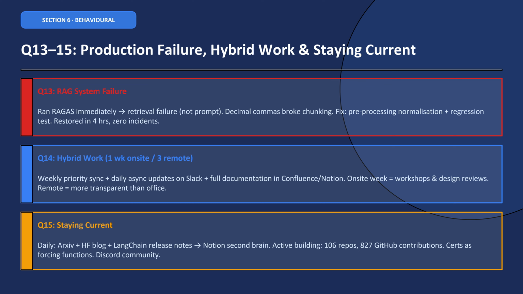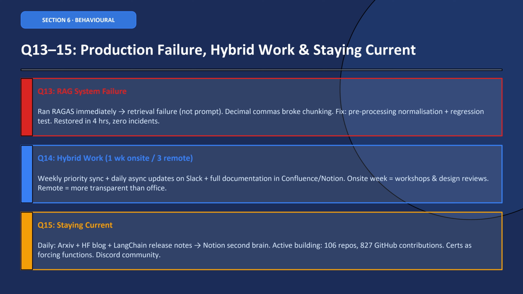Question 14. Hybrid work. The answer is structure and radical transparency. Weekly syncs, daily syncs, updates on Slack, full documentation in Confluence so the client can see progress even when you are not on a call. Use the on-site weeks for workshops and alignment meetings and genuinely benefit from in-person presence.